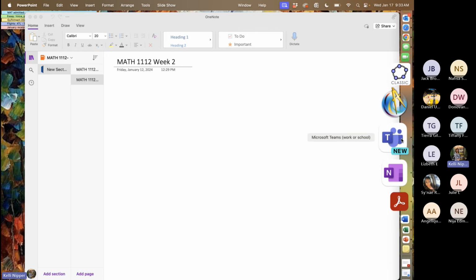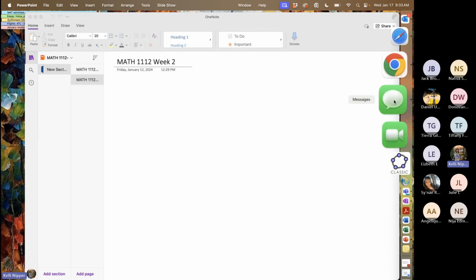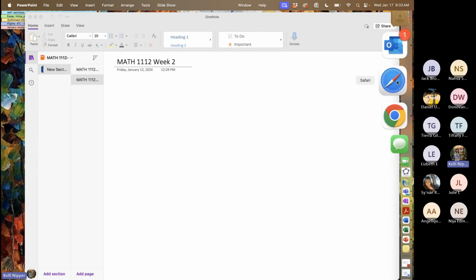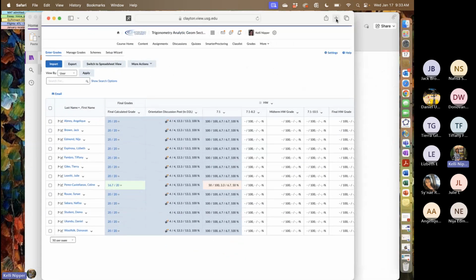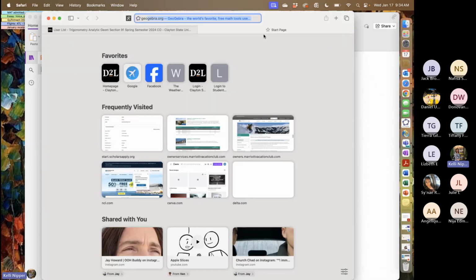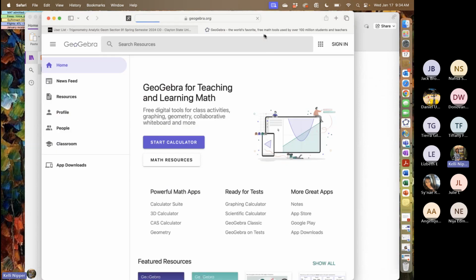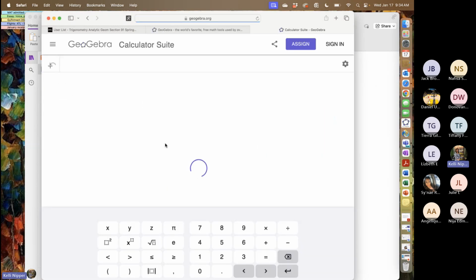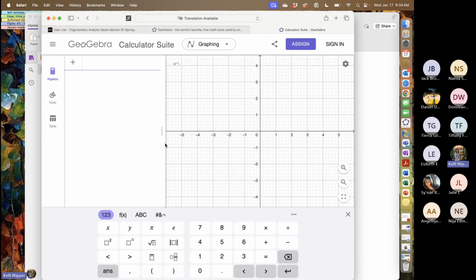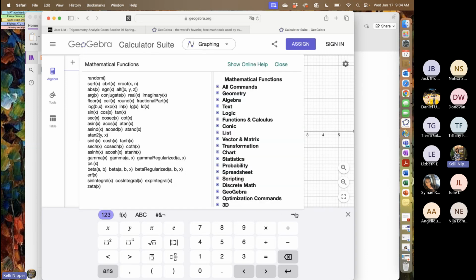All right, so let's go in. I use GeoGebra. You're allowed to use GeoGebra, Desmos, or TI-84 calculators. You can use any of those for graphing purposes. Let me see if I can just click on this little menu here, and it'll show you the different commands.